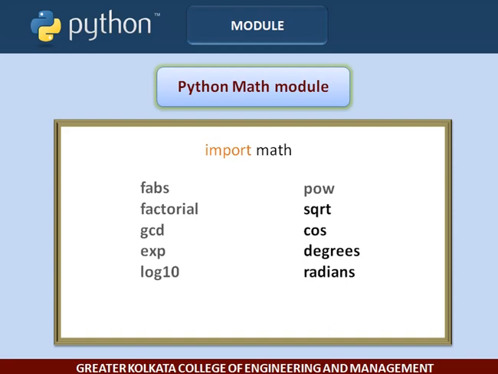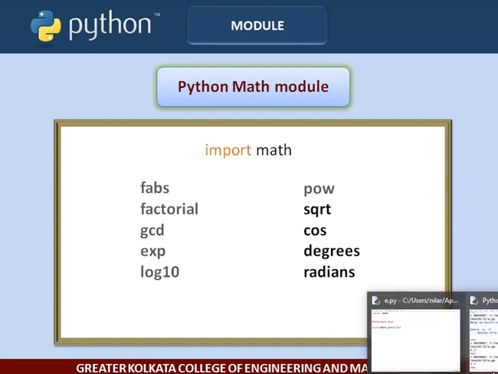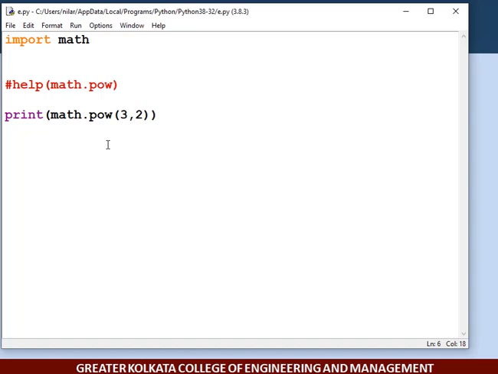What is written within this method? How will you know? Already we have discussed using this POW function. We'll use the help keyword. And what is the name of the method? The name of the method is SQRT. Okay. Now run this code.